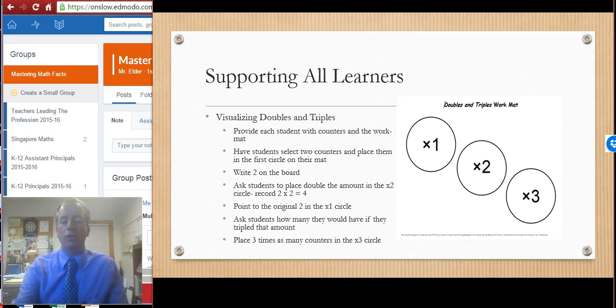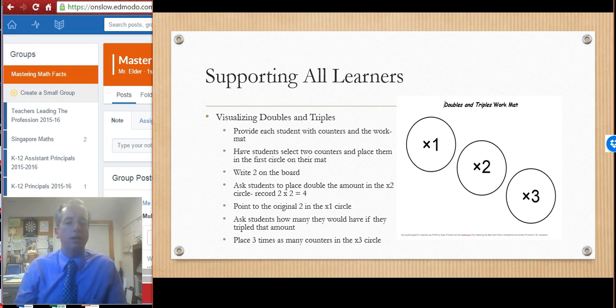So this is a real good chance to start getting more in depth with the mathematics, even with just simple facts. So how do we continue to support our kids, both those who struggle as well as those who are doing okay, but they might just need some more practice? Here are a couple activities that can be done small group, whole group, whatever works. They can certainly be done as stations as well. This one's called visualizing doubles and triples.